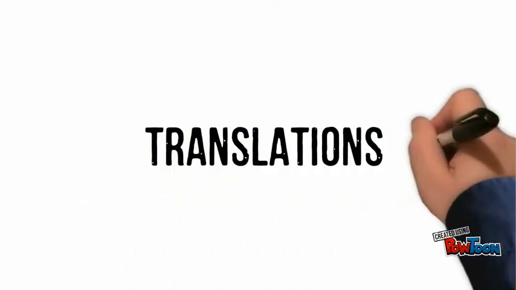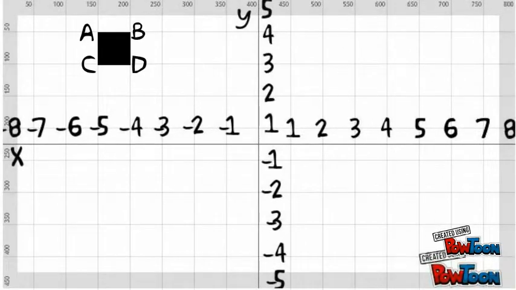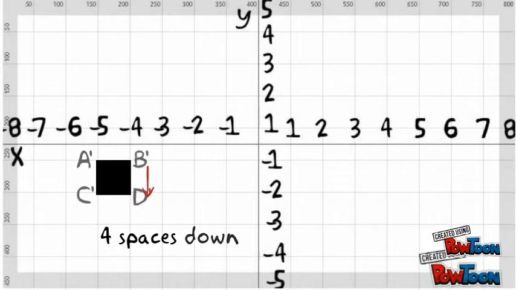First, we will teach you about translations. Translations are essentially sliding the shape across this grid. In this case, we're moving it down. So we're moving it 1 space down, 2 spaces down, 3 spaces down, and now 4 spaces down. And this can also be done by moving the shape horizontally.